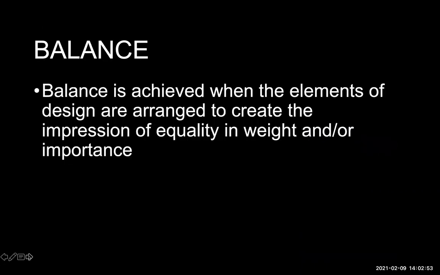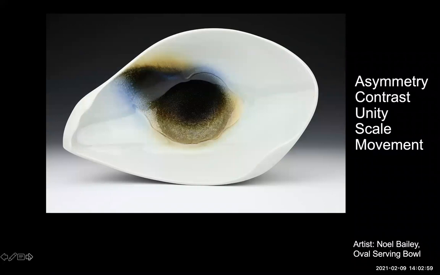Balance is achieved when the elements of design are arranged to create the impression of equality in weight and/or importance. Balance is not a matter of mere symmetry as in a scale measuring weight. A well-balanced composition will have a focal point that is complemented by elements that draw the viewer's eye around the piece. In this piece, the focal point is the dark ovoid shape in the center of the bowl. In contrast, the area surrounding it is light in color and larger in shape.